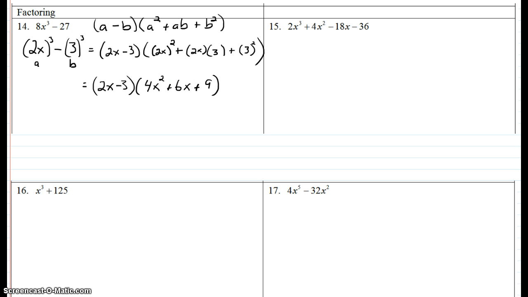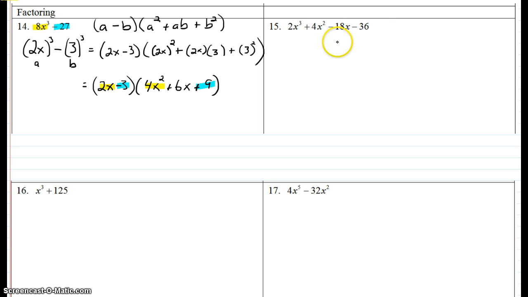So a couple of things if you want to just check to see if you got it right. Take the first term, 2x, multiplied by the first term, 4x squared, that should equal 8x cubed, and it does. Take the last term, negative 3 times positive 9, that should equal negative 27, and it does. So hopefully, more than likely, we factored that correctly.